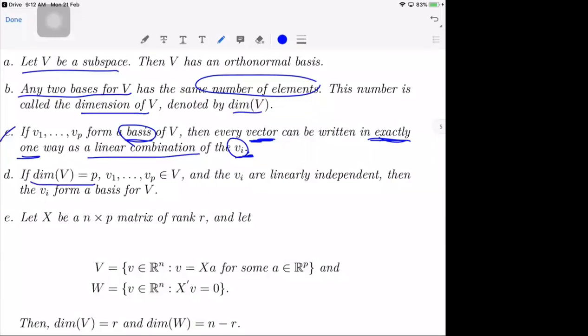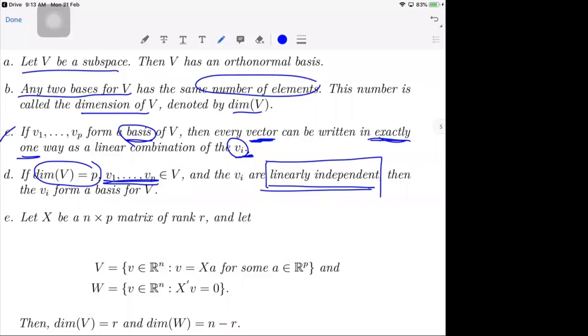Next, if the dimension of V is p, and your vectors v_1 to v_p in V are linearly independent, then they form a basis for V. So, if you recall, our definition of a basis has two requirements: they must be linearly independent and they span V. But if you can show that the dimension of V is equal to p and these vectors in V are linearly independent, then they no longer need to be shown to span. As long as they are linearly independent and the dimension of V is p, with p vectors from 1 to p, then the v_i can form a basis for V. So that will simplify our definition of a basis, or how to show whether a set of vectors is a basis for V.